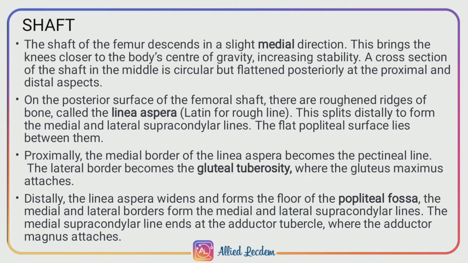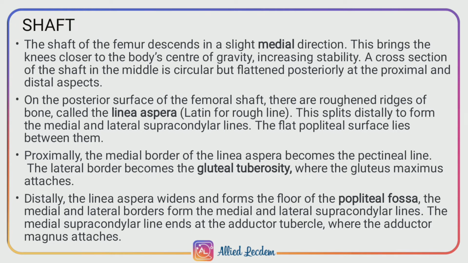On the posterior surface of the femoral shaft, there are roughened ridges of bone called the linea aspera. This splits distally to form the medial and lateral supracondylar lines. Proximally, the medial border of the linea aspera becomes the pectineal line. The lateral border becomes the gluteal tuberosity, where the gluteus maximus attaches. That is the muscle named gluteus maximus attached to it.